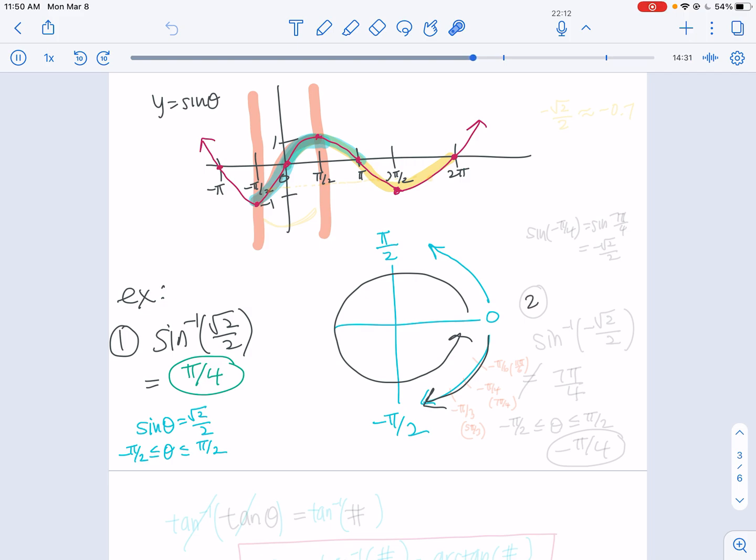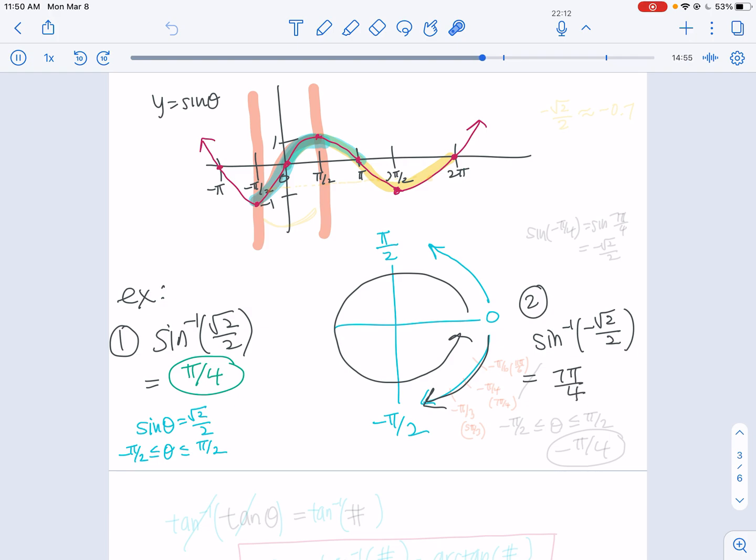So here's the second one. What if I asked you to find the inverse sine of negative root 2 over 2? Okay, so again, we're looking at quadrant 1 and quadrant 4. But if you look at quadrant 4 on your unit circle, you might think that it's 7 pi over 4. Do you guys see that?